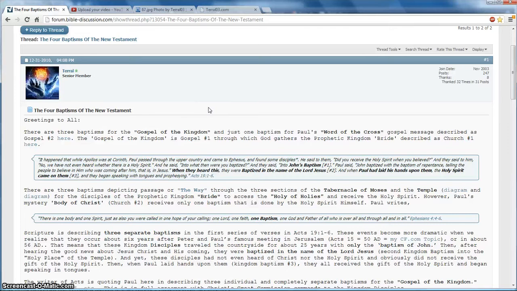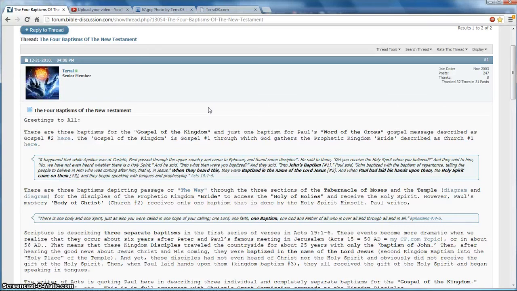Four baptisms of the New Testament. There are three baptisms for the gospel of the kingdom and just one baptism for Paul's word of the cross gospel message, described as gospel number two. And there are links to these posts inside of the posts. The gospel of the kingdom is gospel number one, through which God gathers the prophetic kingdom bride, described as church number one here. So those two posts in the previous two videos are linked right here above.